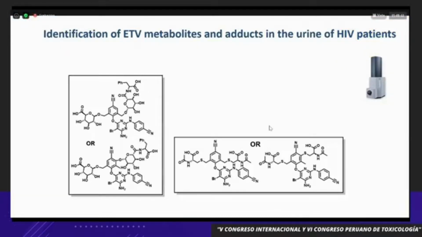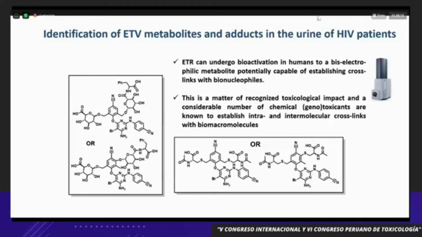One additional very interesting result was the identification of bis adducts formed with N-acetylcysteine. So these results have proved that indeed etraveline can be bioactivated in humans to bis-electrophilic metabolites that are potentially capable of establishing cross-links with bionucleophiles such as protein-protein or protein-DNA. This is really a matter of recognized toxicological impact, since there is a considerable number of chemical genotoxicants that are known to establish intra- and intermolecular crosslinks with biomacromolecules such as DNA and proteins.